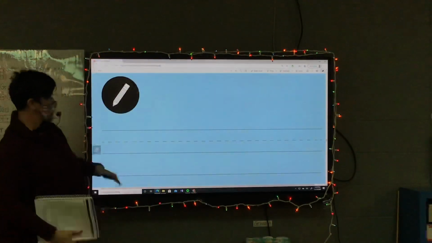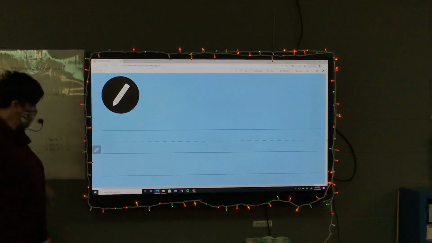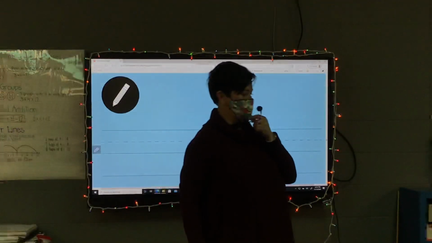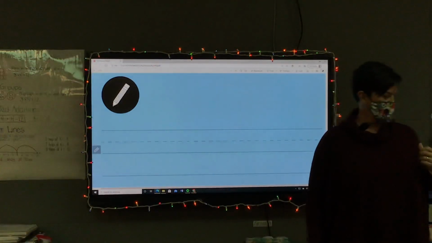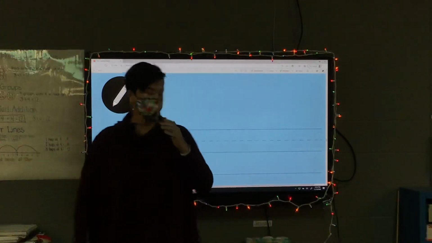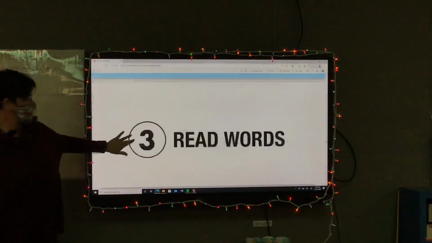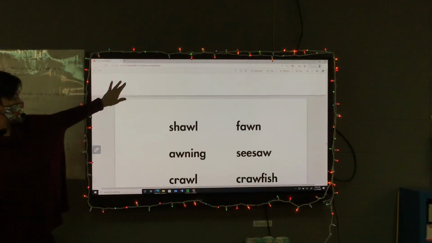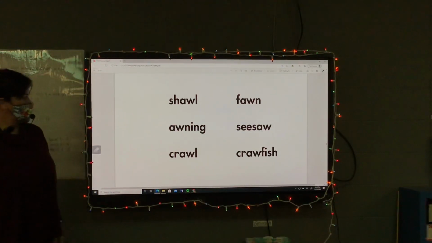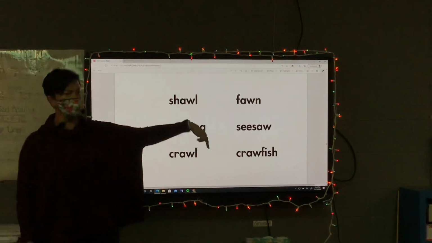Let's set our writing utensils back down. Okay, are we ready to read through some of our words? Yes. Ooh, straight into lots of words. What do you notice about all of these words?